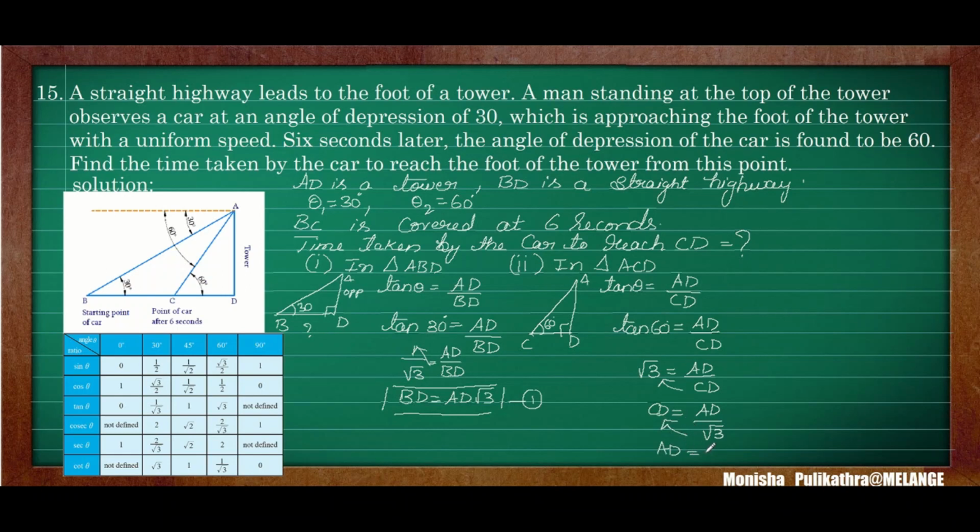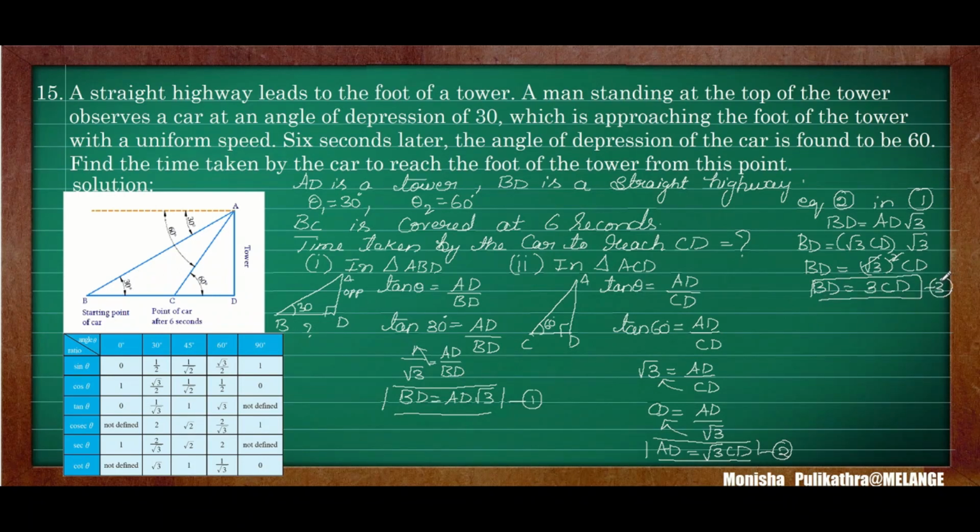Or you can take just AD is equal to root 3 CD. So this can be equation number 2. Now you can substitute equation 2 in 1. Equation 1 is BD is equal to AD root 3, where we know the value for AD. We can substitute the value of AD here. So BD is equal to root 3 CD into root 3. So BD is equal to root 3 whole square into CD. Root and square cancel. So BD is equal to 3 CD. Let this be equation number 3.